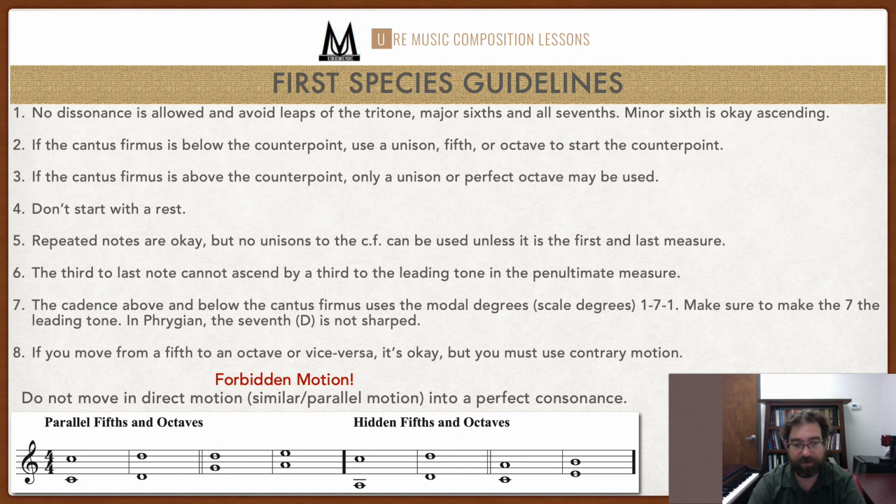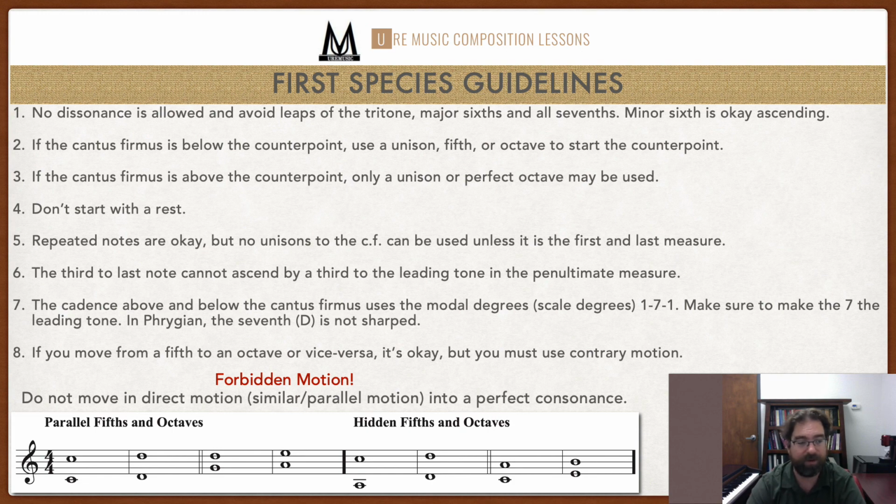So your cadence will typically, in the third to last measure, use scale degree 1. You can also move by step into scale degree 7, just avoid that ascending third. Just make sure that the 7 is a leading tone, which means you often have to raise it a half step. In Phrygian, though, we do not raise the 7th.